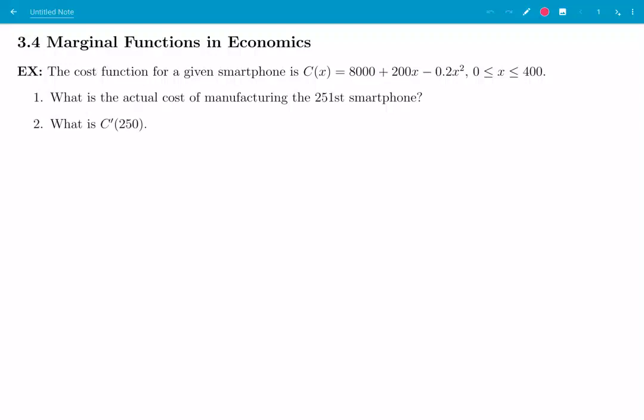Okay, here we are. Last chapter in the course. So we're going to look at some applications to economics. So we start with the cost function.